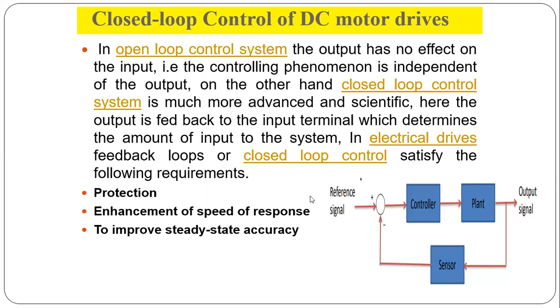In this slide, you can observe the block diagram. There is a reference signal, controller, plant, output signal, and sensor. So this is an example of a closed loop control system or feedback loop control system. This is more reliable as compared to an open loop control system.